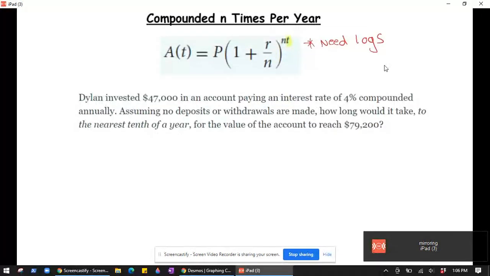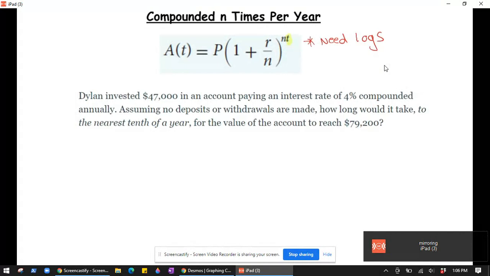All right, so this says Dylan invested $47,000 in an account paying an interest rate of 4% compounded annually. I'm actually going to stop there because that one sentence gives me enough information to start jotting down variables we know. He invested $47,000 into the account. So that's our principal, that's P. So I know what that is.